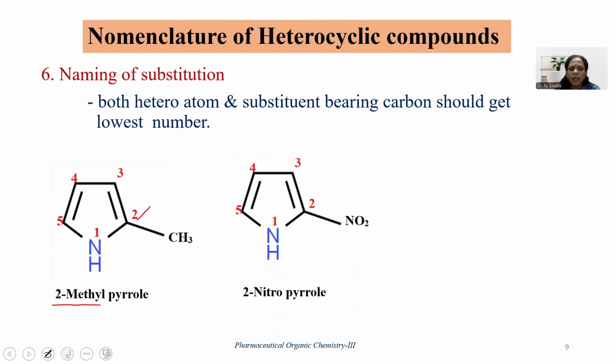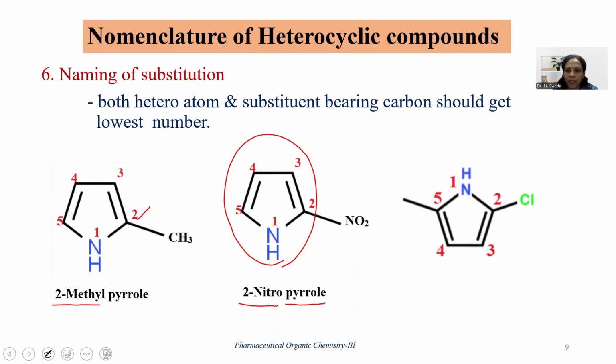Another example, 2-nitropyrrole. Here also the ring system is the same, that is a 5-membered unsaturated ring having nitrogen as heteroatom. So we name this particular system as pyrrole. Now this pyrrole is having a nitro substitution at the 2nd position. So that should be provided in the prefix. So this becomes 2-nitropyrrole.